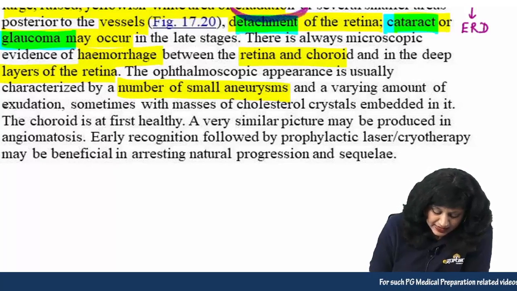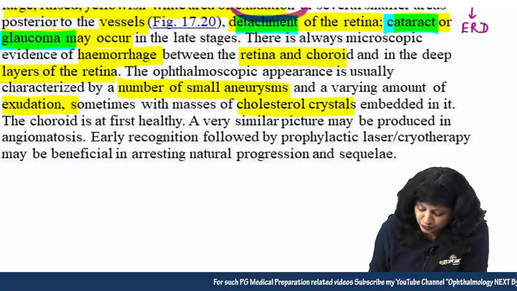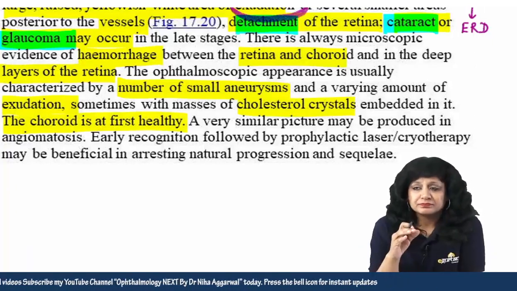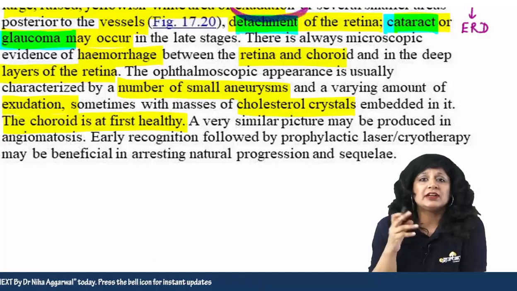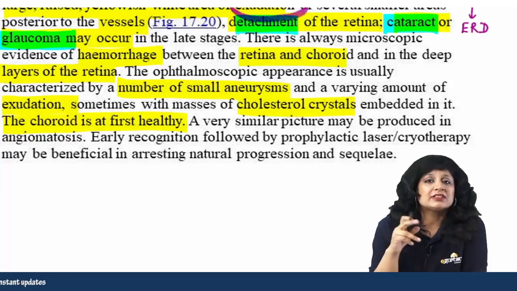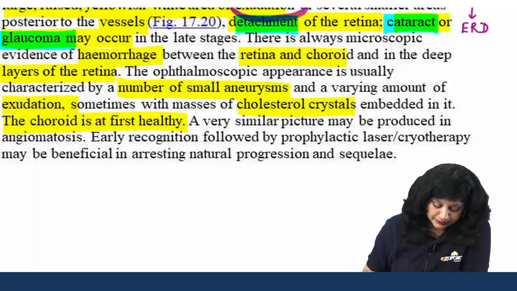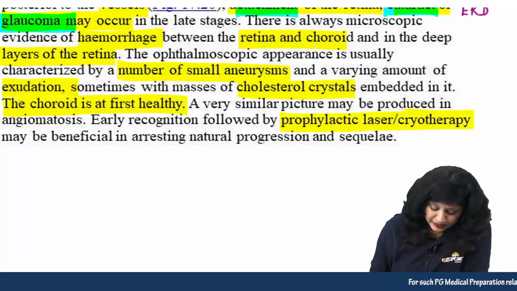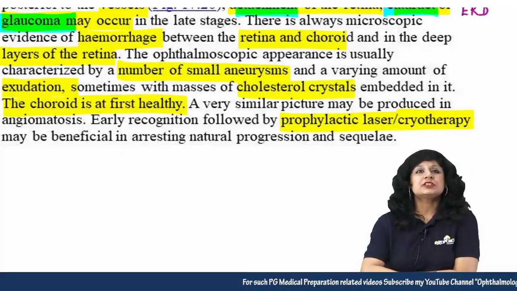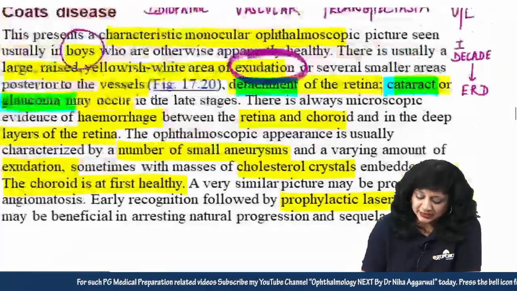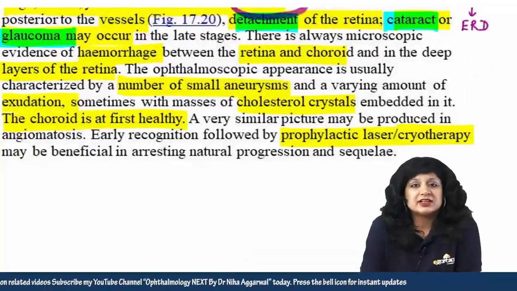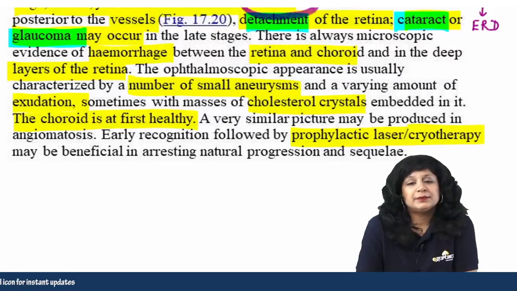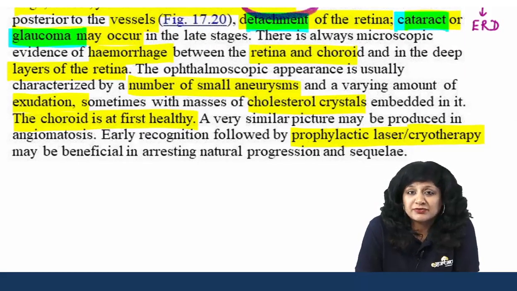We have got exudation along with masses of cholesterol crystals. Now the choroid is at first healthy, but you can be reminded of choroidal angiomatosis, because sometimes you are also having a similar picture in the choroidal angiomas. Early recognition followed by prophylactic laser or cryotherapy may be beneficial, and because it is having the telangiectasias, it is actually idiopathic vascular telangiectasias, inflammatory malformations that you are finding in the vessels. Due to that, you have got a lot of things. We have got secondary cataract, secondary glaucoma.